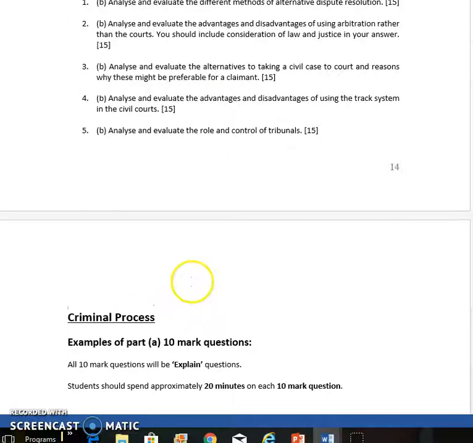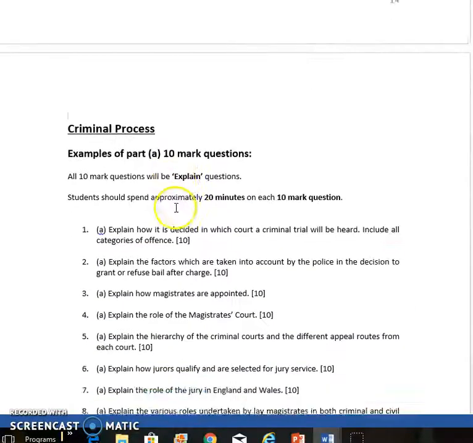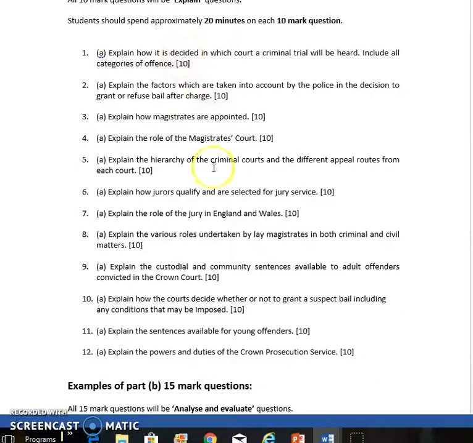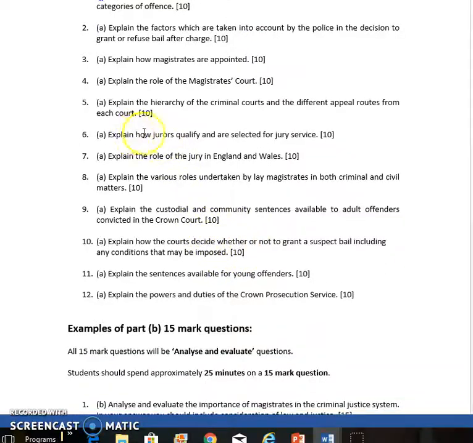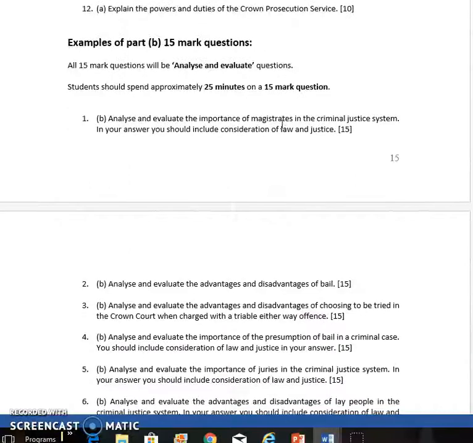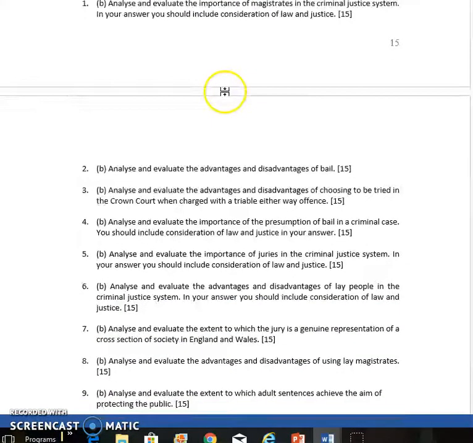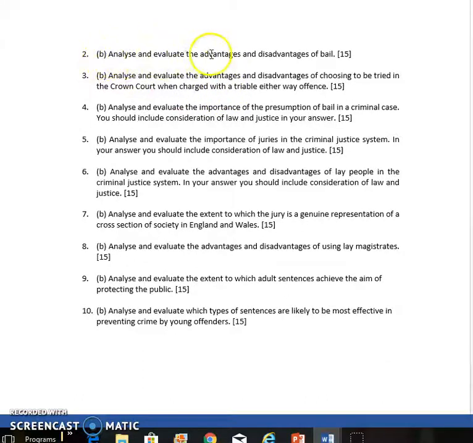So another topic that could come up on section B, criminal process. So your 10 markers here that you'd be spending 20 minutes on. So for instance, explain how jurors qualify and are selected. And your part B 15 marker that you're spending 25 minutes on. Analyse and evaluate the advantages and disadvantages of bail, for instance.